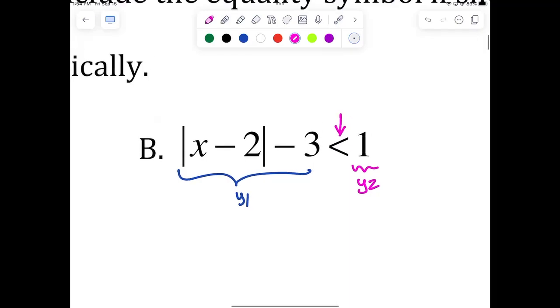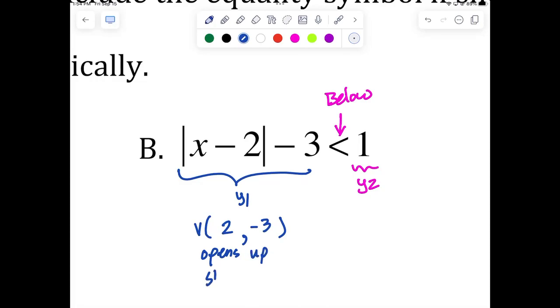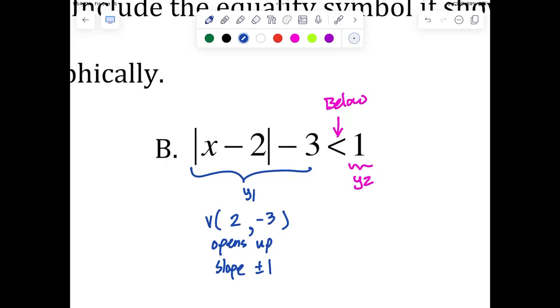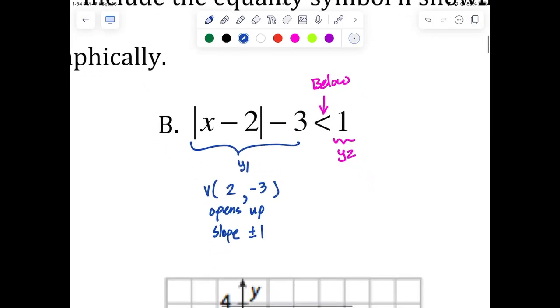Less than in this case means what? Above or below graphically? Below. Yeah, less than is below. So let's go ahead and graph y1. What do I need to graph an absolute value function? I need the vertex. Where's the vertex for this function if I move it right 2 down 3? 2, negative 3. Good. And does this one open up or down? It opens up because there's a positive in front. And then what's the slope? Plus or minus what? There's an implied 1 there again. So we need those three things in order to quickly sketch an absolute value function.